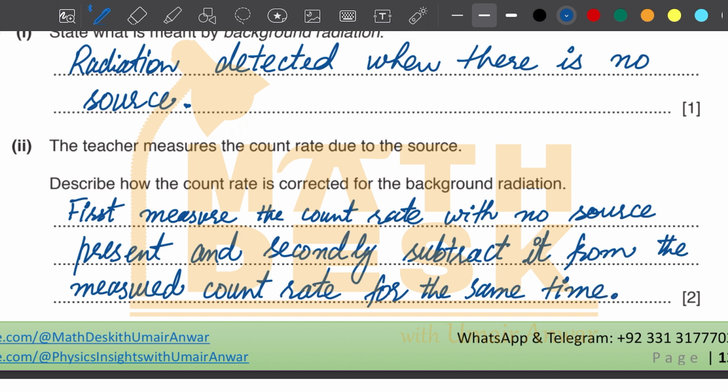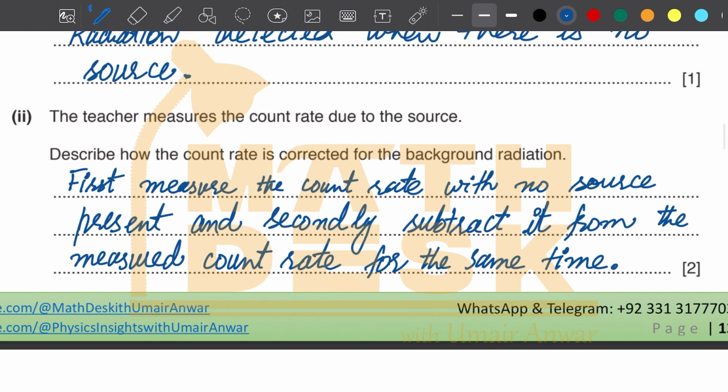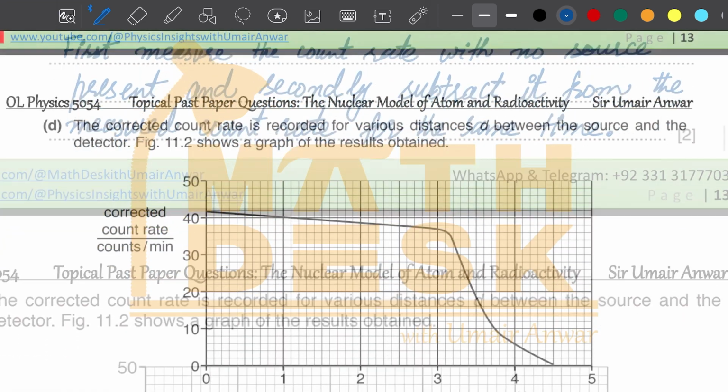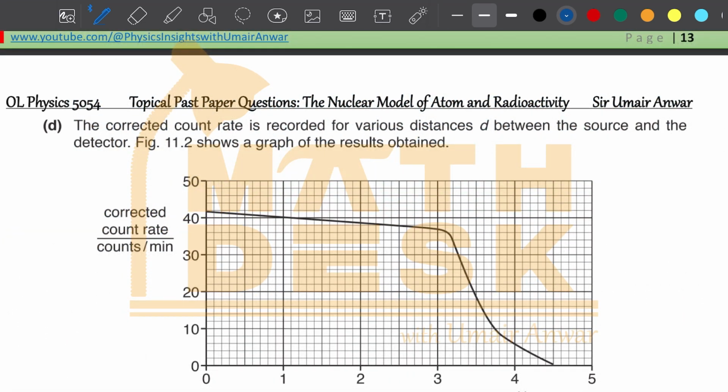So for example, we were measuring the background count rate for 10 minutes, whatever value we got, we have to subtract this value when we measure the count rate with the active source present in front of the detector, and the time should be kept the same. The next part says the corrected count rate is recorded for various distances d between the source and the detector. Figure 11.2 shows a graph of the results obtained.